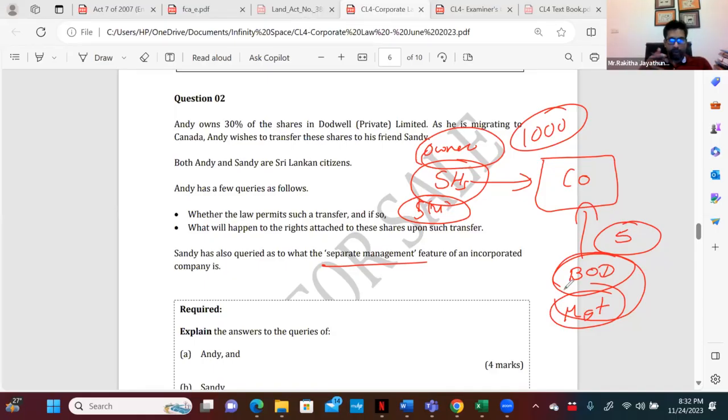There is this case, you don't have to mention it, Turquand versus Royal British Bank. We call it the Turquand rule. That's not relevant to this question. You don't have to mention that in the answer, but for your additional information, I'm just giving you that. Accordingly, ownership is separated from the management.